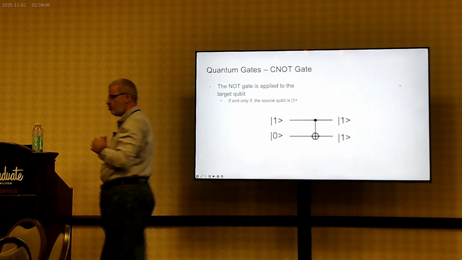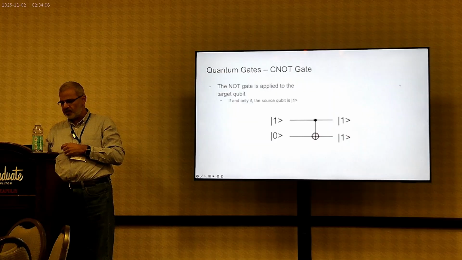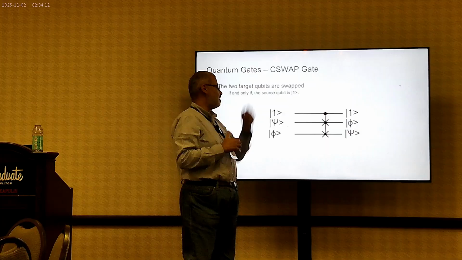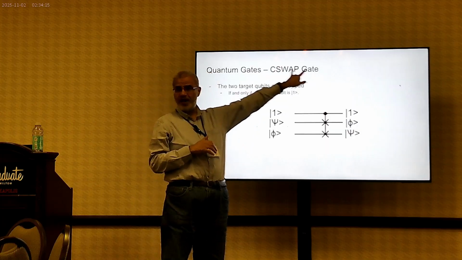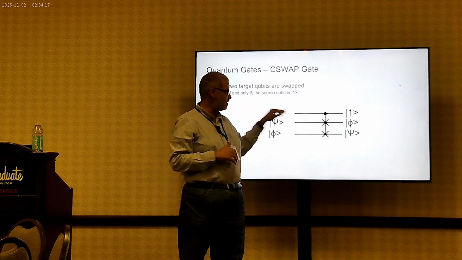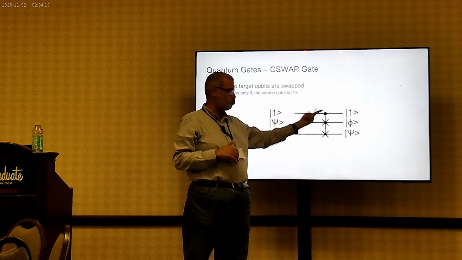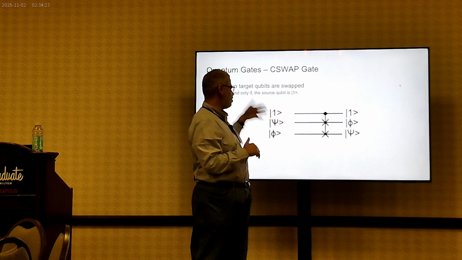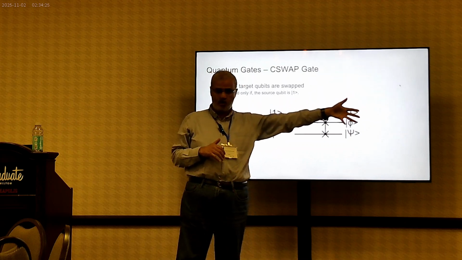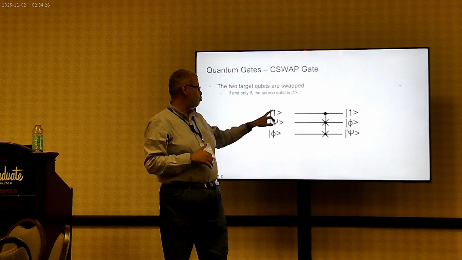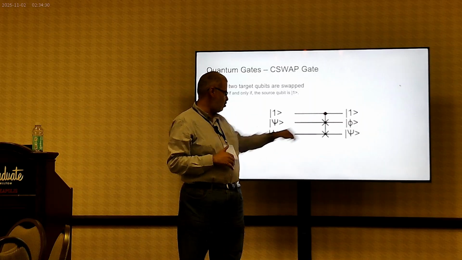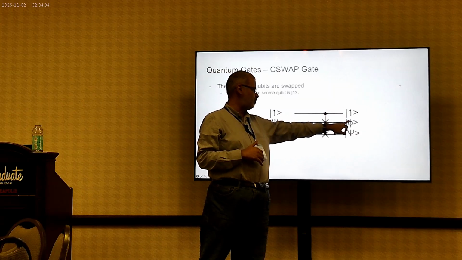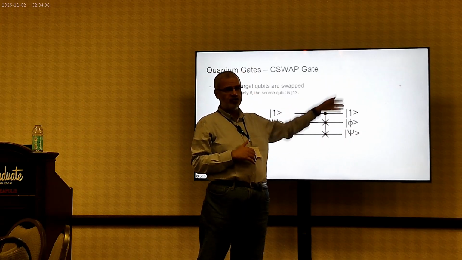So CNOT is an example of a 2 qubit gate. An example of a 3 qubit gate is the C swap gate. As the name implies, it's a controlled swap. You have a control qubit. When it's 1, you perform the swap operation. When it's 0, you don't perform the swap operation, and the input passes as is to the output. In this particular case, the control is 1, so the swap is enabled, and your input is psi and phi. That's why the output is swapped: you get phi and psi. And of course, the order matters.